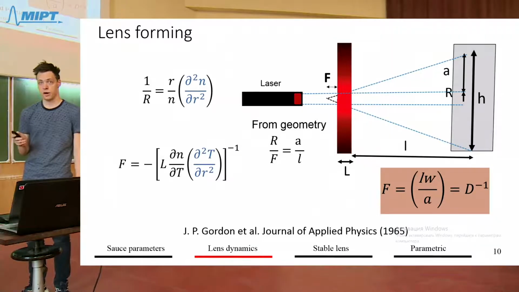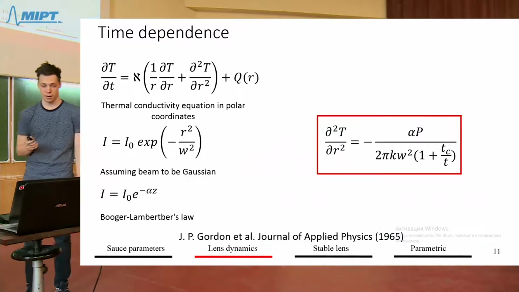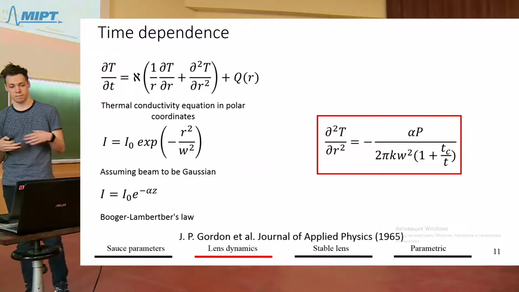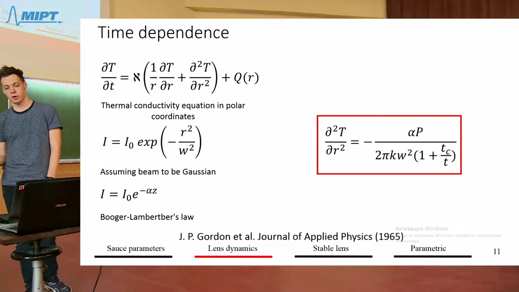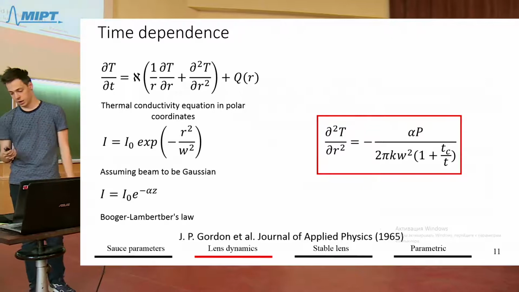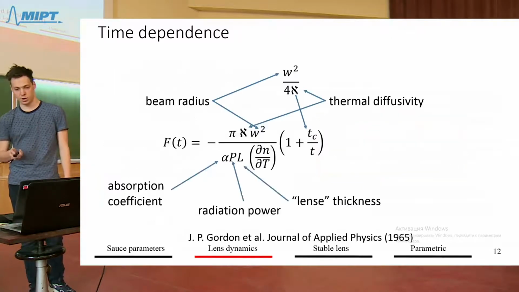So in order to find the focal length change with time, in the paper, people wrote the thermal conductivity equation in polar coordinates, assumed the beam to be Gaussian and used the Beer-Lambert law. And in the model where our lens is seen, they got the temperature distribution depending on time and the focal length depending on polar parameters.